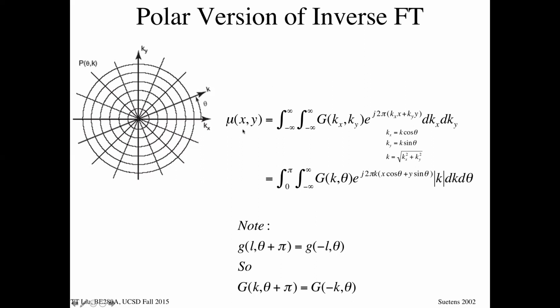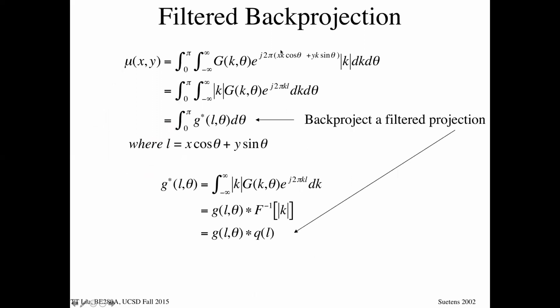And so when we do this polar inverse Fourier transform to get mu(x,y), this is what it looks like. There's a big hint here as to what's going on. These are the data that we can actually make. From g_l(theta), we have G, the Fourier transform of g_l(theta), and we're going to do the inverse Fourier transform of that with the Jacobian in place. This is going to get us to what is called filtered back projection, as opposed to just straight up naive back projection.